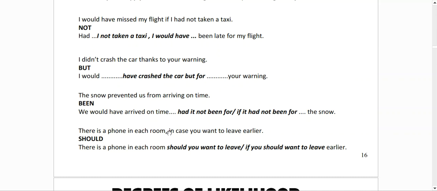There is a phone in each room in case you want to leave earlier. Should. There is a phone in each room should you want to leave earlier, or if you should want to leave earlier. Inversion, normal way without an inversion. The should is here. Usually when the first sentence is a conditional sentence and you have a should, that's a clear indication that you are dealing again with an inverted conditional.